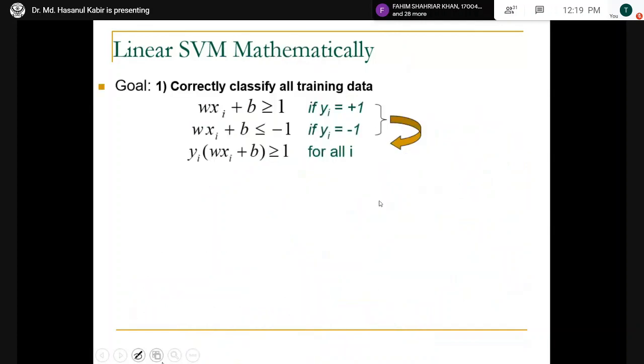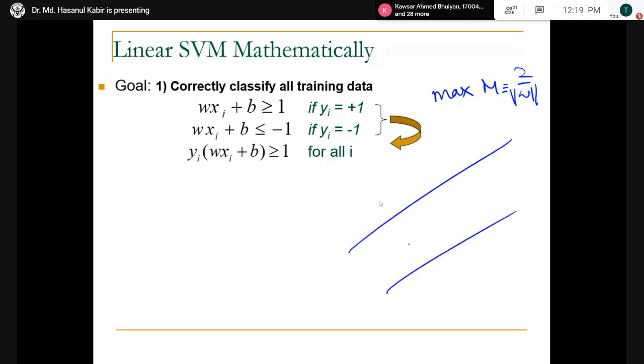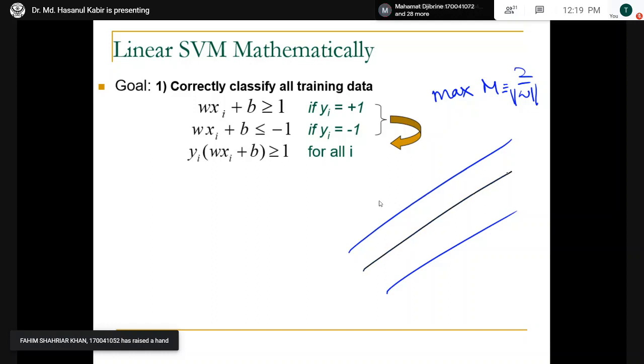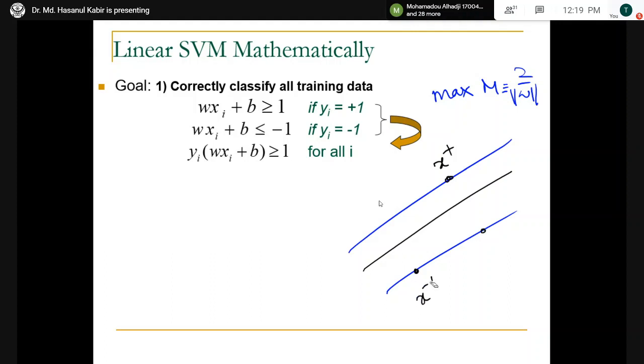But we have a problem. What is the problem? Not only do you have to maximize the margin, which means maximizing m, that is 2 divided by the magnitude of w. But if I draw the figure that we have seen earlier, let's say the black one is the decision boundary. This is a sample from the positive class, and let's say these two are samples from the negative class.